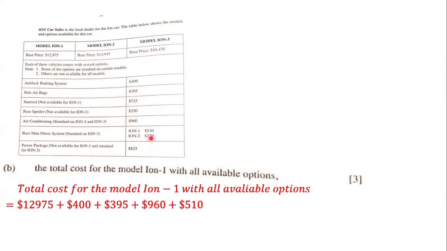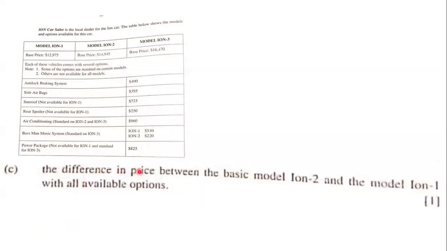Next, we have to pay $510 for the Bassman music system. That's $510 for Ion 1. Now, the power package is not available for Ion 1, so we do not have to pay $825. And so we just add all these and we get $15,240. So the total cost for the model Ion 1 with all available options is $15,240.